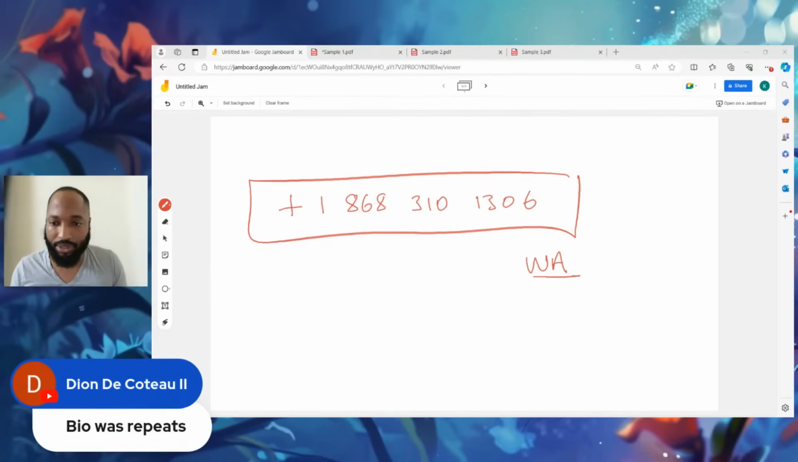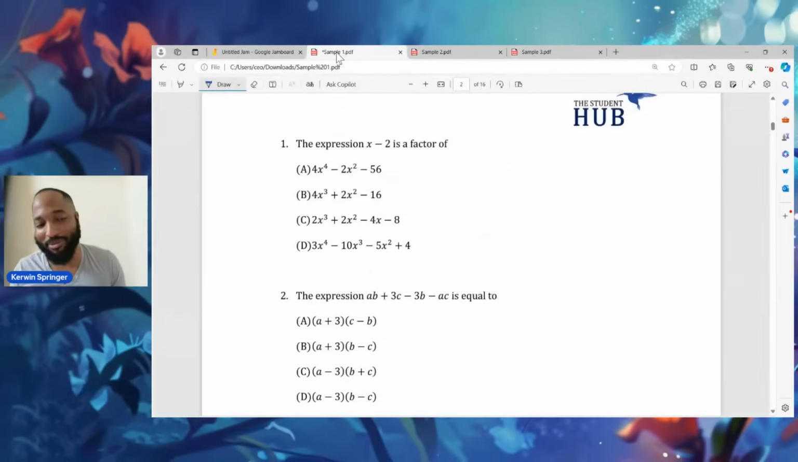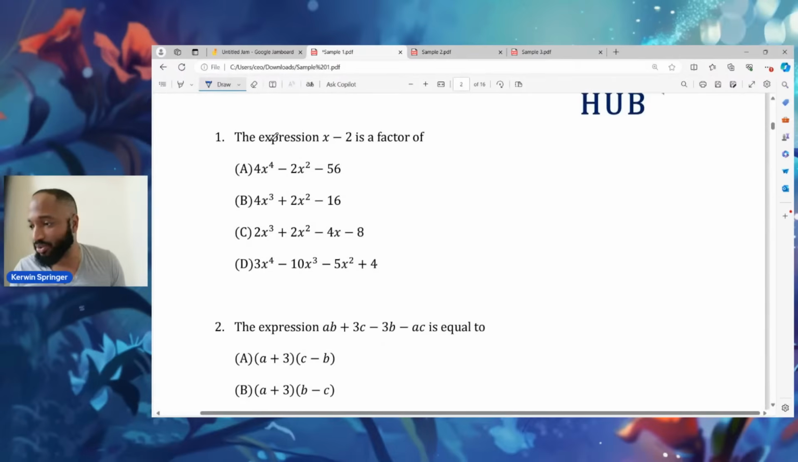BIO had a lot of repeats, same as IT. Very nice. So we're hoping for AdMaths to follow suit. So these sessions are paying off then. These multiple choice sessions are doing well.